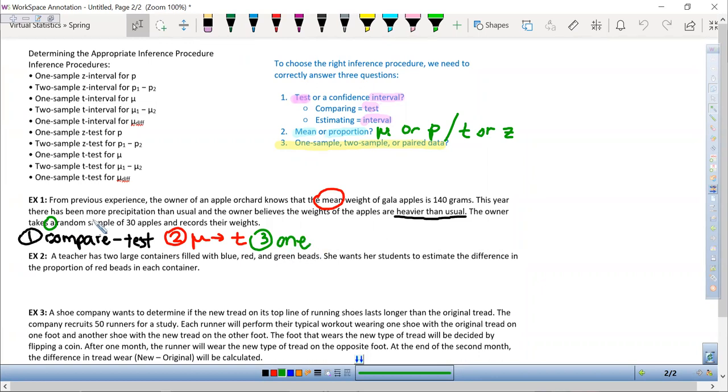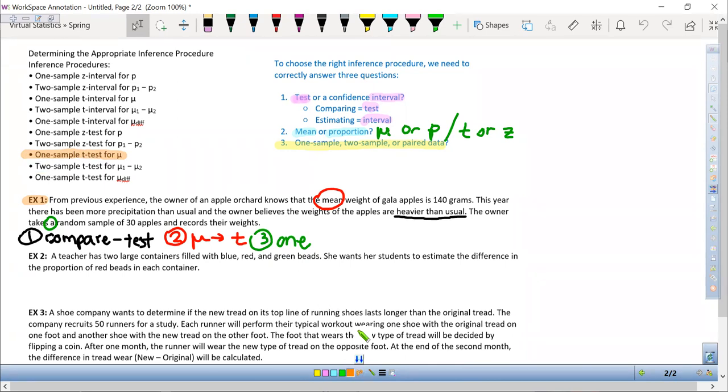Okay, so what this means is that this problem, and I'm just going to highlight the appropriate tests just to save myself a little bit of time here. So for example 1, that means I'm going to have a 1 sample t-test for my mean. Okay, so I'm going to have a 1 sample t-test for my mean. So this first example here is an example of a 1 sample t-test for the mean.